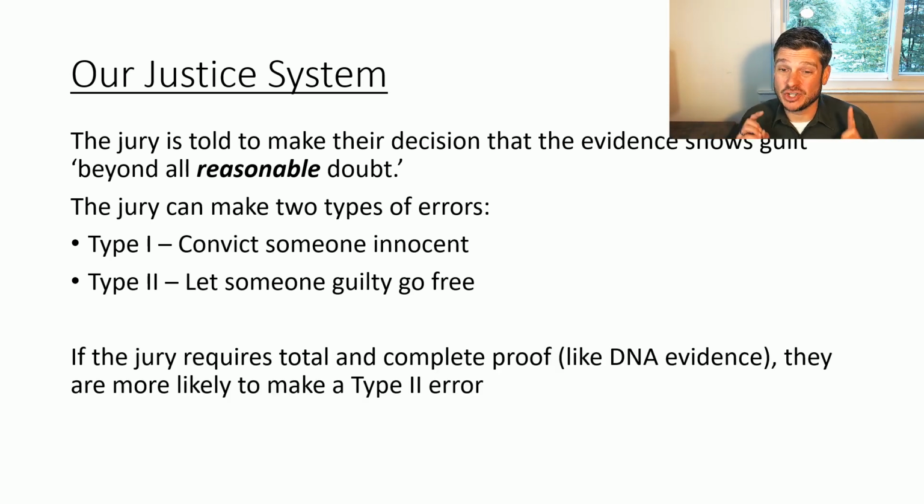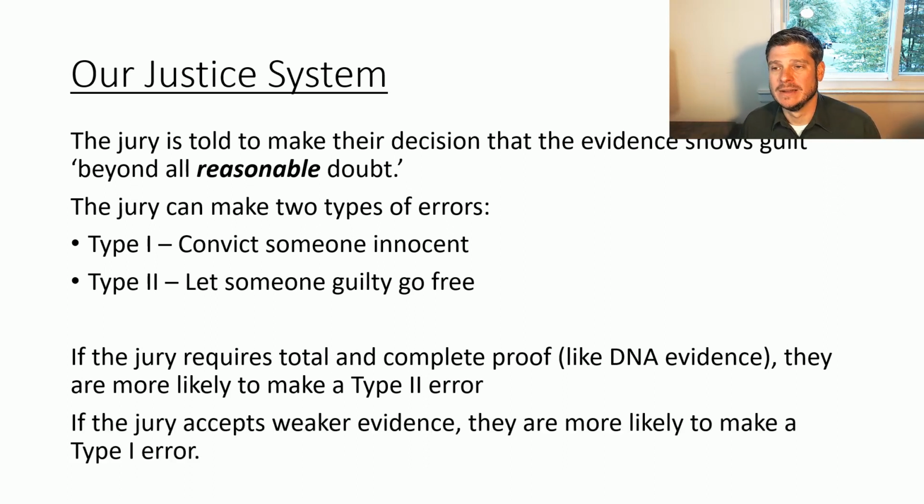Now, if the jury requires total and complete proof, like let's say they need DNA evidence to convict someone, well then they're going to be more likely to make that type 2 error. And hopefully we can see how they kind of balance out, right? If you need a ton of evidence, well then you're probably going to have a lot of false negatives. If you require weak evidence, well then you'll have type 1s and you'll get these false positives showing up everywhere.